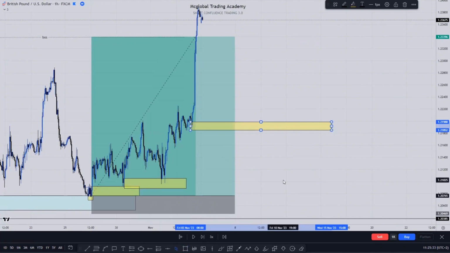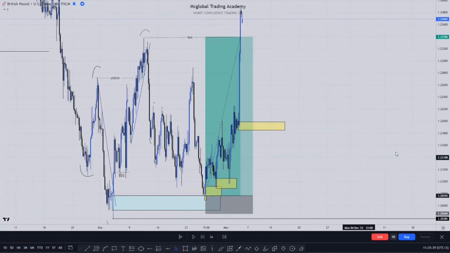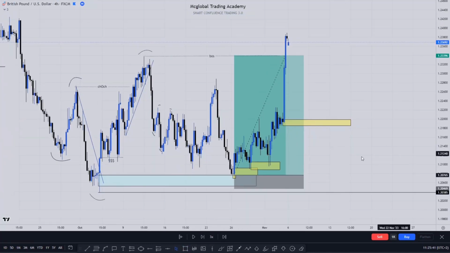Let me go down to the 4 hour. Let's see our zone properly. So on the 4 hour, you can actually see your zones properly.